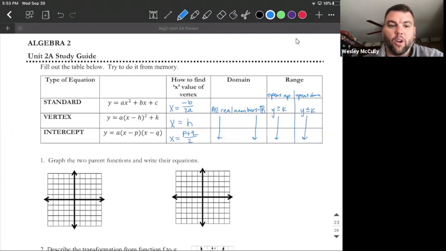The domain for all three functions is all real numbers, which can be denoted with a hollow R symbol. And the range, when the parabola faces up, is y greater than or equal to k. And the range when the parabola faces down is y less than or equal to k.